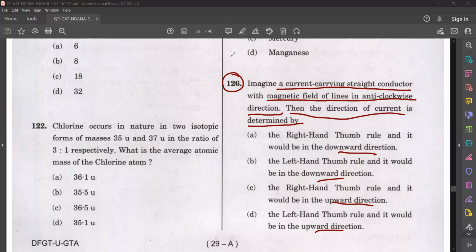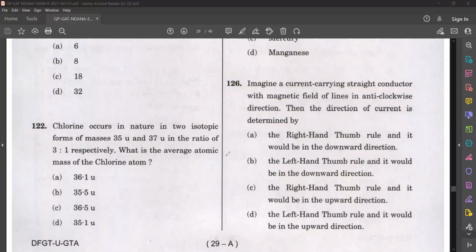So the answer is right hand thumb rule, and it would be in the upward direction. So how would you know this? This is coming in 10th standard NCERT, isn't it?